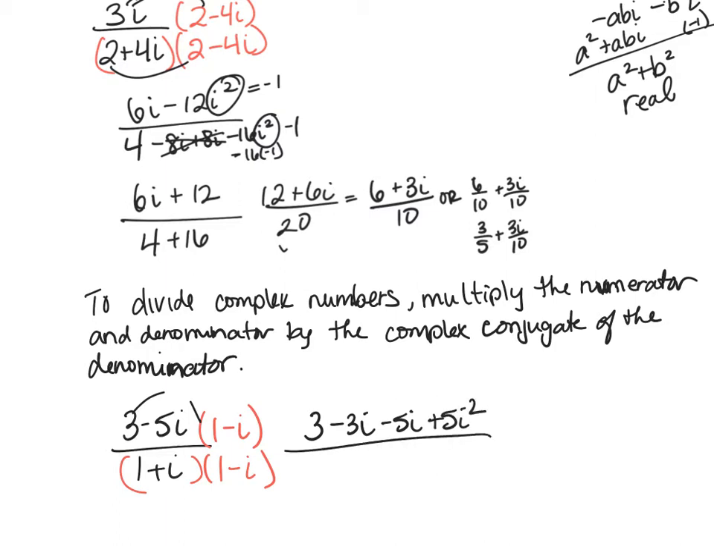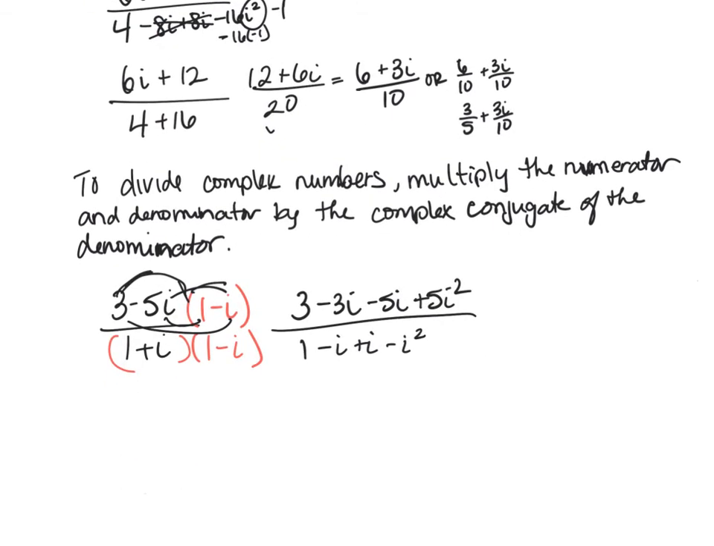And then in the denominator, I get 1 times 1 is 1. And 1 times negative i is minus i. And i times 1 is plus i. And then i times negative i is negative i squared. So remember, we're just doing the first, the outside, the inside, and the last on both of them. And then I can combine some like terms. 3 minus 8i plus 5i squared. Remember, we're going to replace that i squared with negative 1. And 1 minus i squared here.